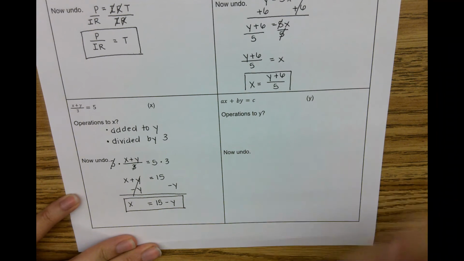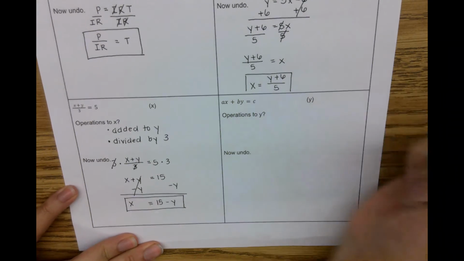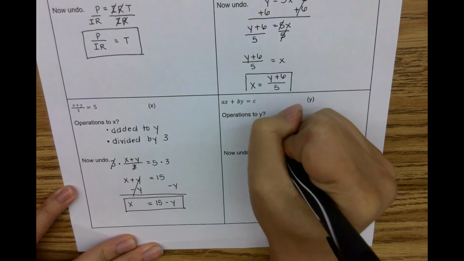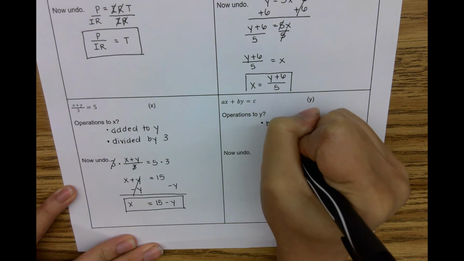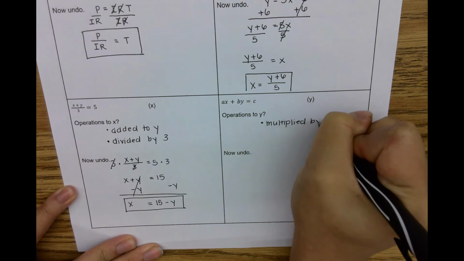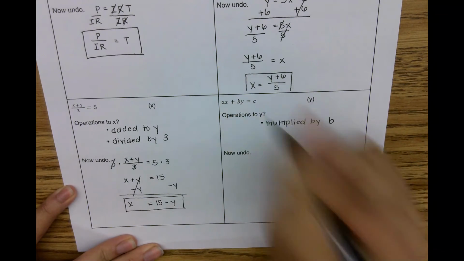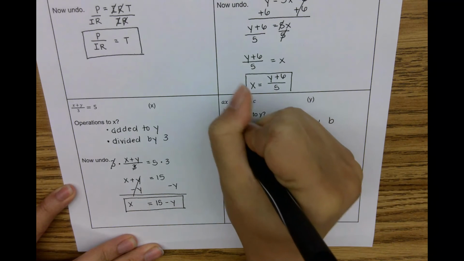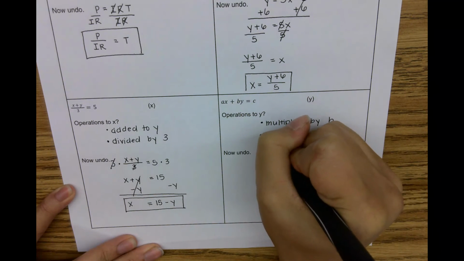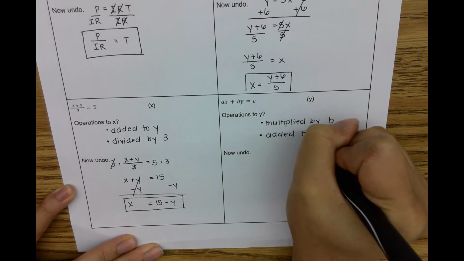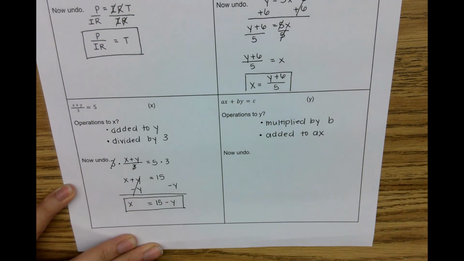So we're going to solve for y. And so we notice what is happening to y. One thing I notice, it is being multiplied by b, right? Because it's b times y, that's why it's by. And then what I also notice is that ax is being added to it. And all I have to do to solve for y is to reverse.